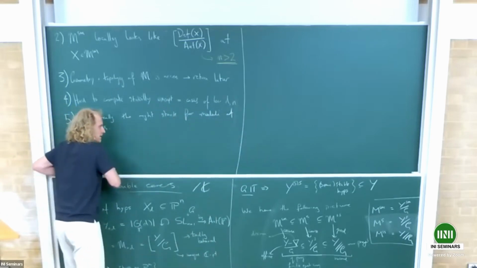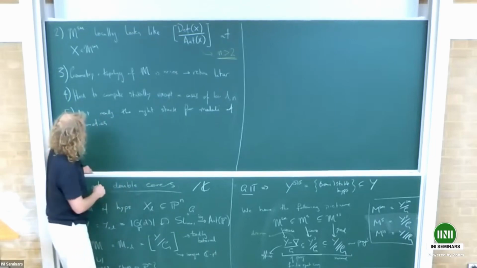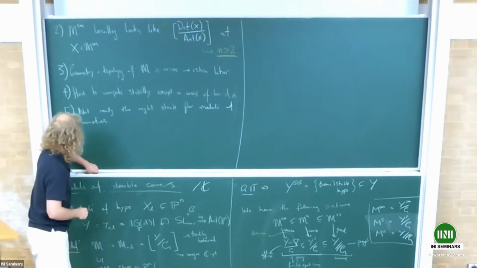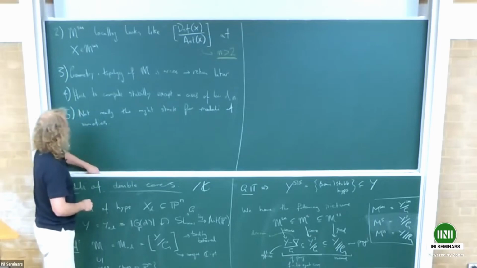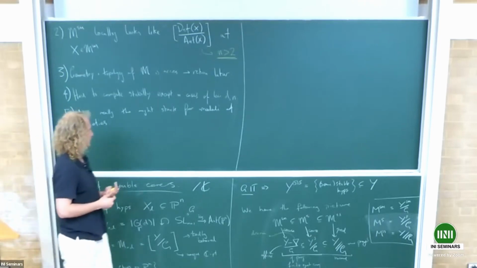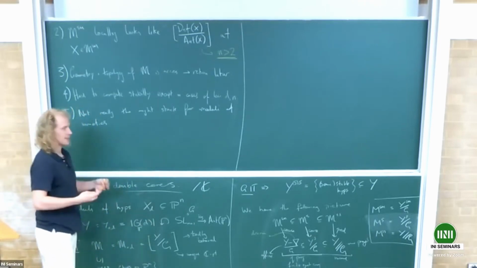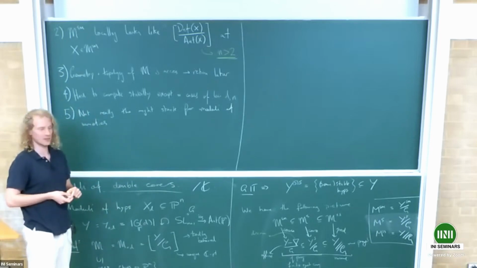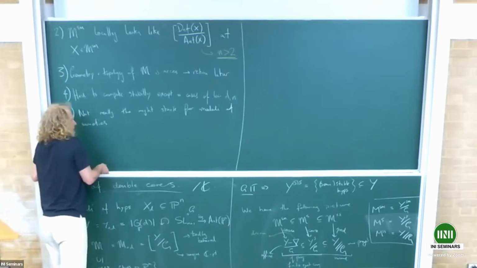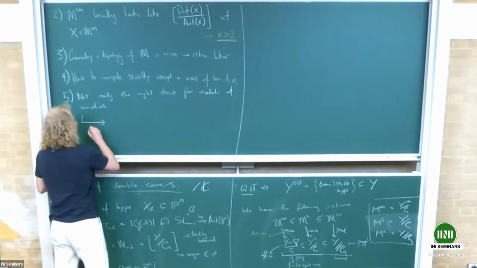But remedying this last problem is very hard, sophisticated work, and this is this program of families of higher dimensional varieties, which Kollár and his school have been working on for a while.